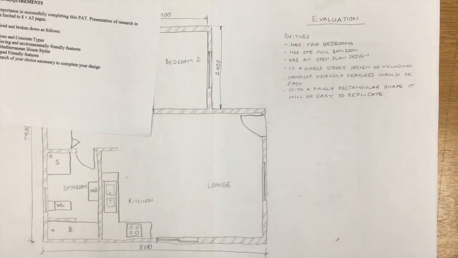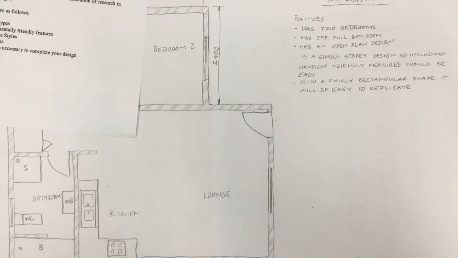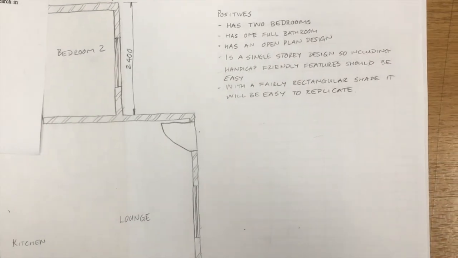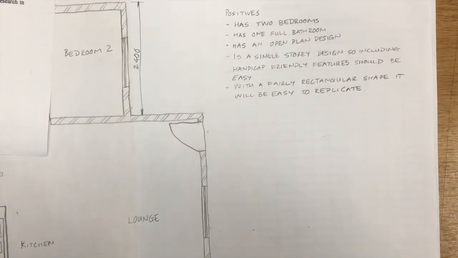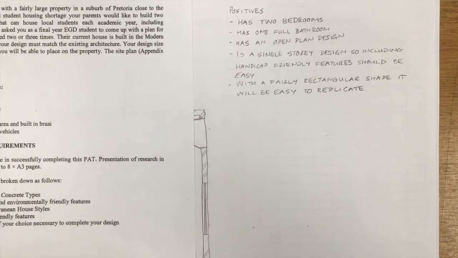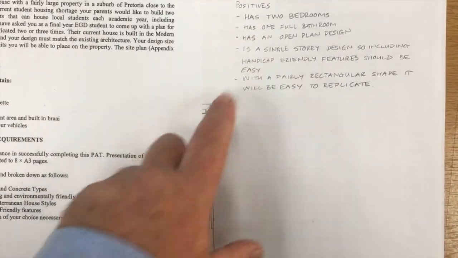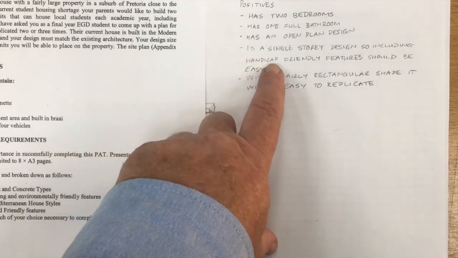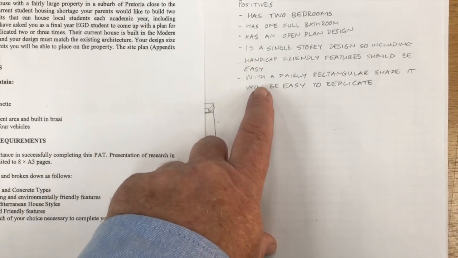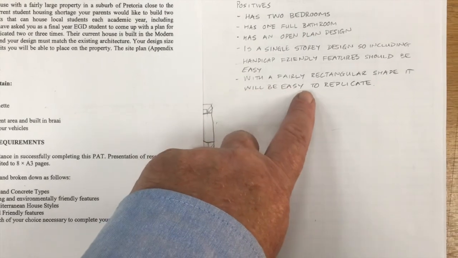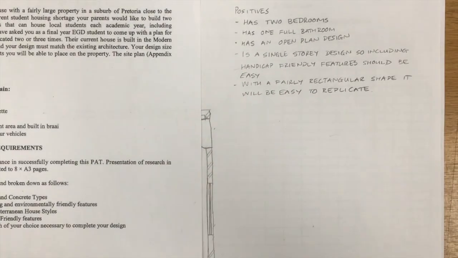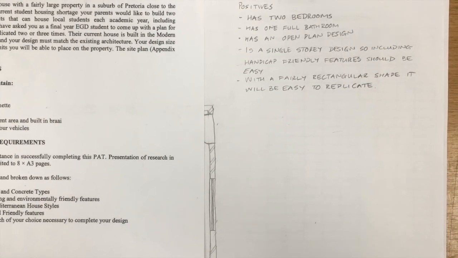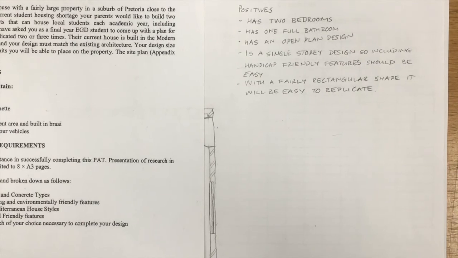There are positives that I've jotted down, which relate to what we can see in the scenario. So what they've asked us to include in the scenario, I've included in my positives. I've mentioned something about it being handicap friendly and the shape being fairly rectangular so that it should be easy to replicate the design. Now I'm going to look at some of the disadvantages.